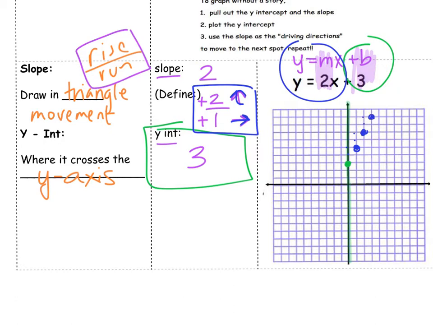Once I've dropped enough points, I can go ahead and use a ruler to connect these in a nice straight line. My line needs to extend all the way off that graph, edge to edge, and then we always finish it off with arrows to show it's going to extend forever and ever. That's it.